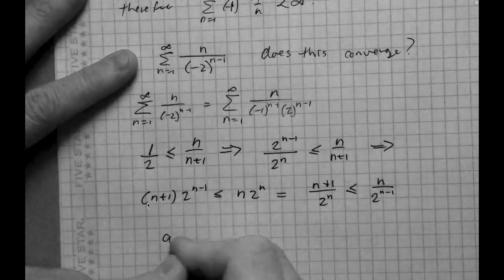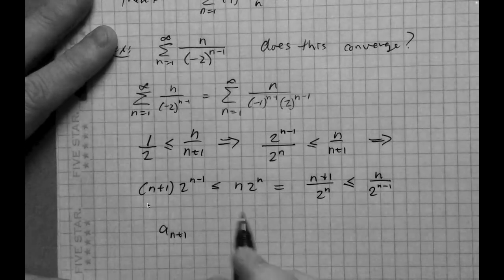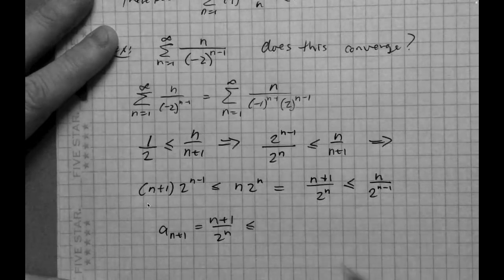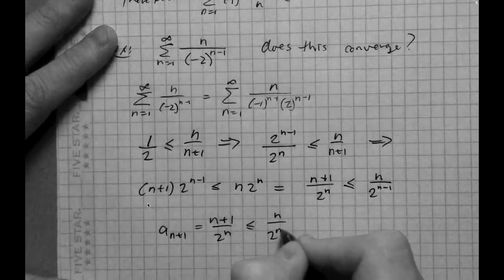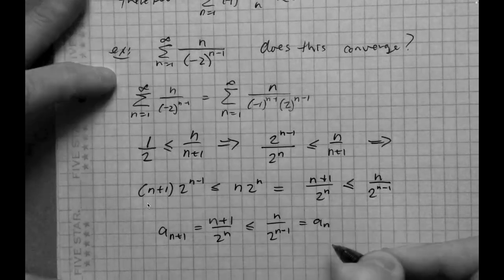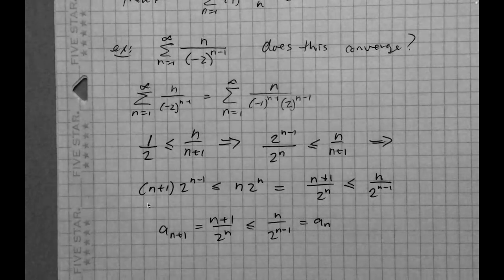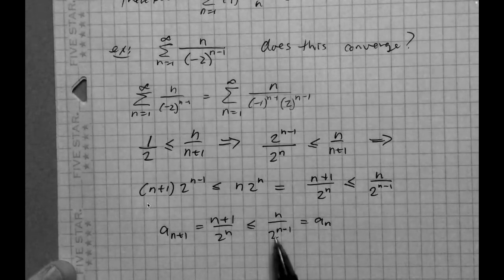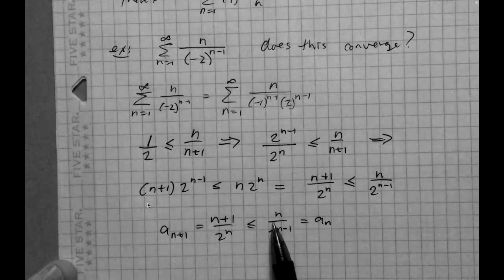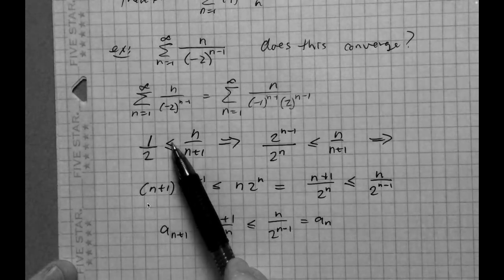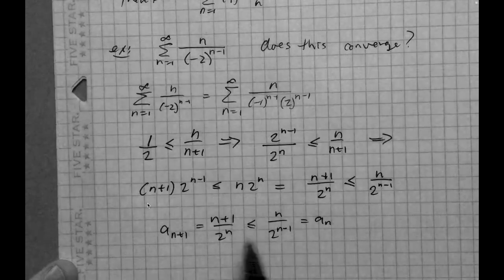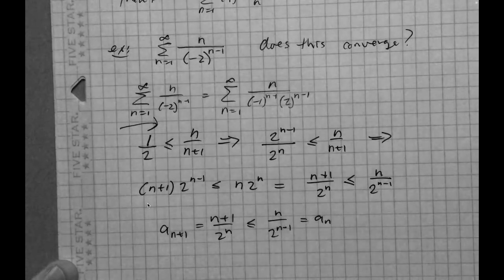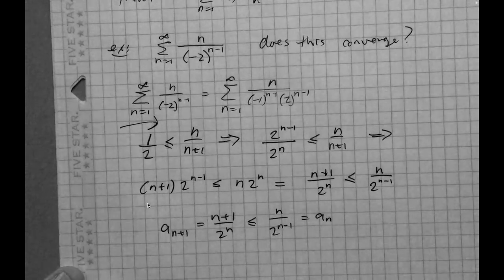And so your a n plus 1 term here is n plus 1 over 2 to the n, and we see that that's less than or equal to n over 2 to the n minus 1, which is your a of n term. Okay, so that's kind of a tricky way to establish this. Usually you would work this in reverse. You'd start by assuming this is true and then reduce it down to something that is true, and then it's a reversible argument. But I did it ahead of time, and you can see that it goes this way. So what does this establish?